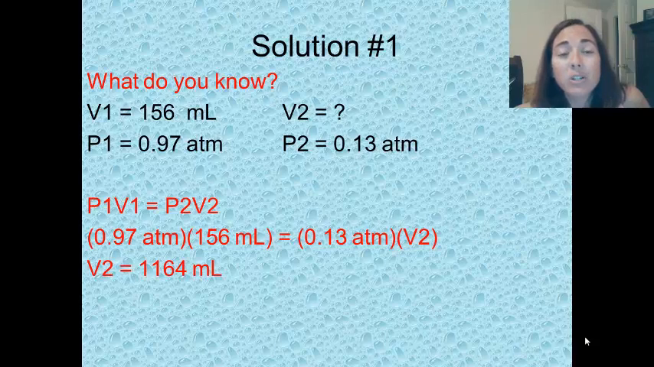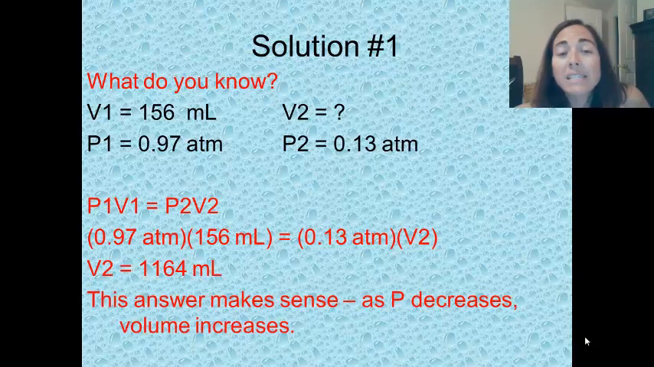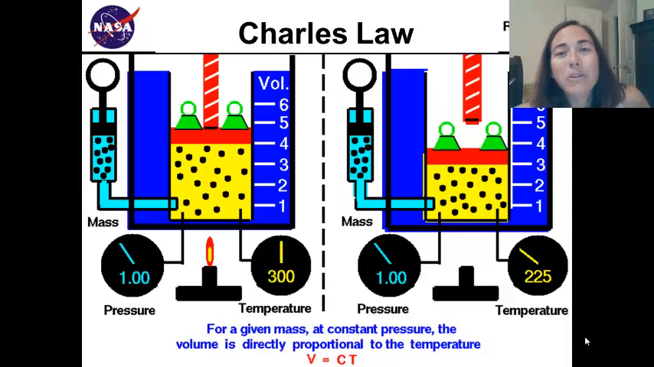1,164 milliliters. Now this answer makes sense because the pressure has gone from 0.97 atmospheres down to 0.13 atmospheres. As the pressure goes down, the volume goes up. So I know I should have gotten an answer larger than 156 milliliters. Got it? Let's look at another one.